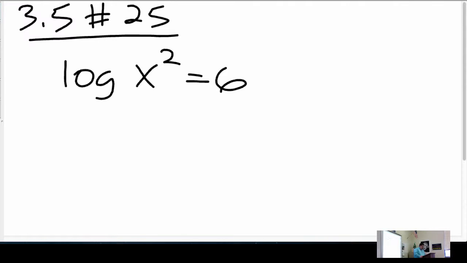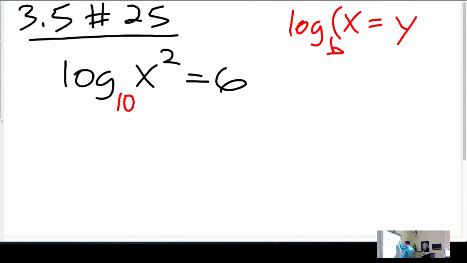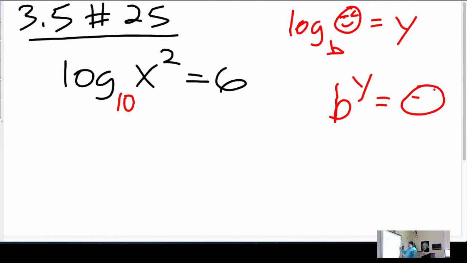And I'm not quite sure, there's 3 ways to solve it. Sometimes one is easier than the other. Remember that the common log is a base of 10. And remember the relationship, if I say the log base b of x is equal to y. And I'm going to replace that x with something different. So we'll say log base b of winky face equals y. And then the relationship of that is b to the y is equal to winky face. Right?